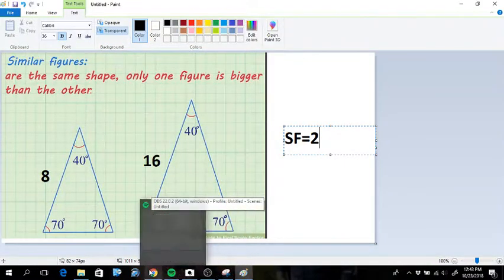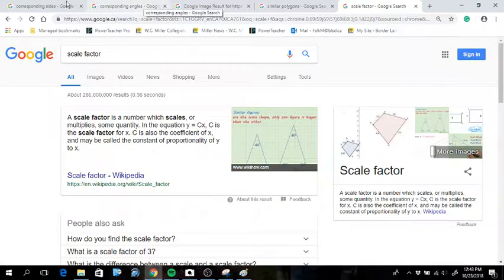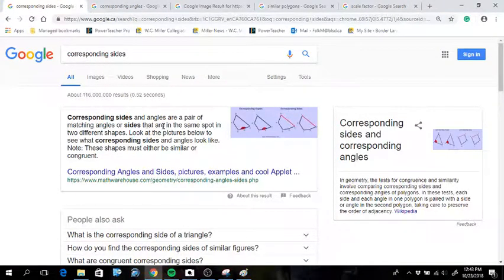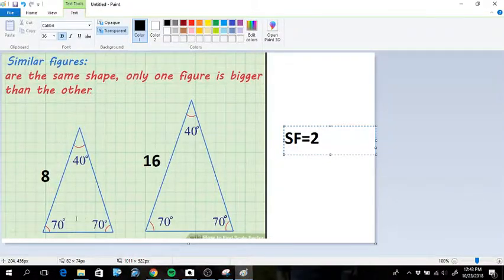Then we have corresponding sides and corresponding angles. So corresponding sides and angles are a pair of matching angles or sides that are in the same spot. So when we look back to our picture here, 8 and 16 are the corresponding sides, and then a 40 would be in the corresponding angles, this other 40. They're in the same location. Okay?